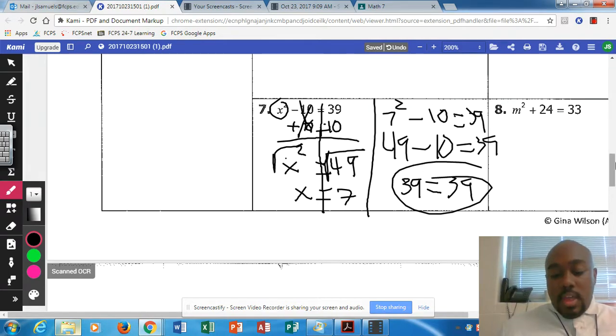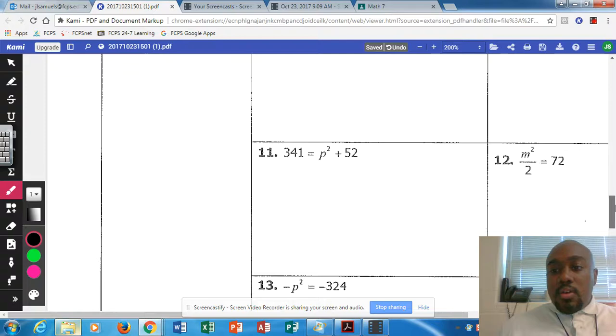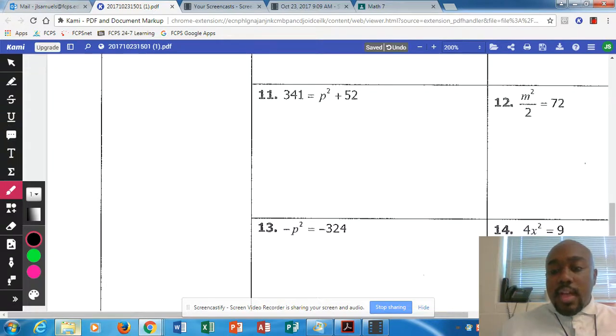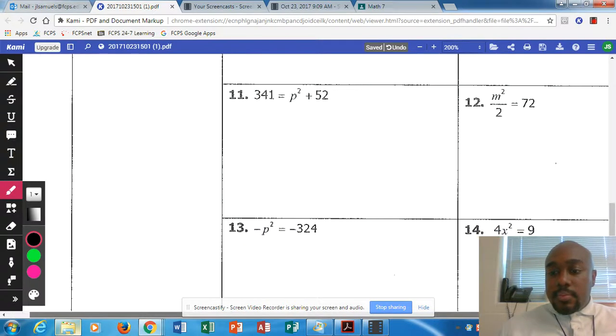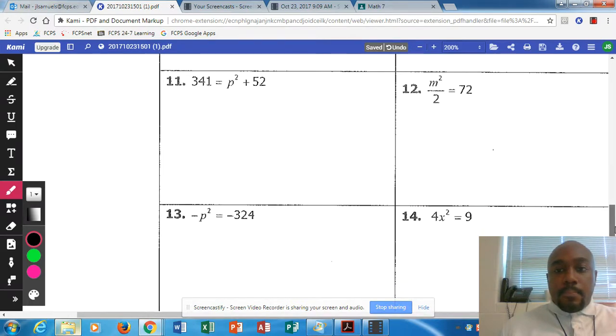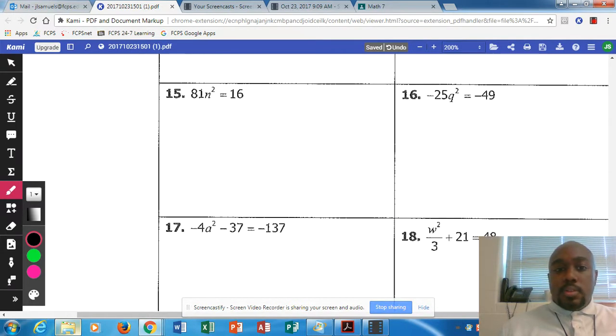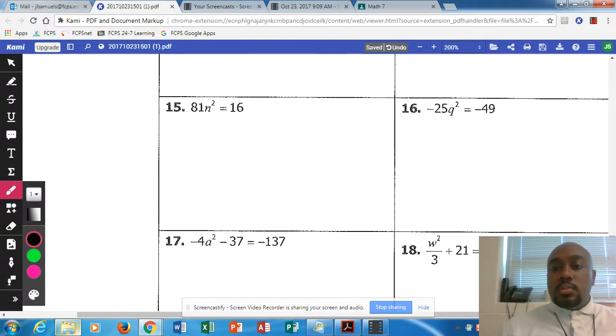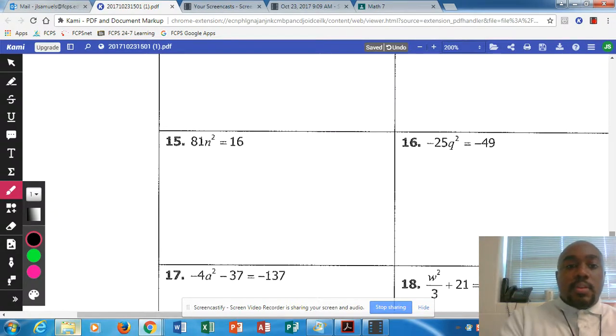Let's do one more example, and then you guys are going to be on your own for the last couple of ones. Let's do a nice and pretty one. Ooh, let's do this one. Okay, number 15. Right now we have 81 n squared.